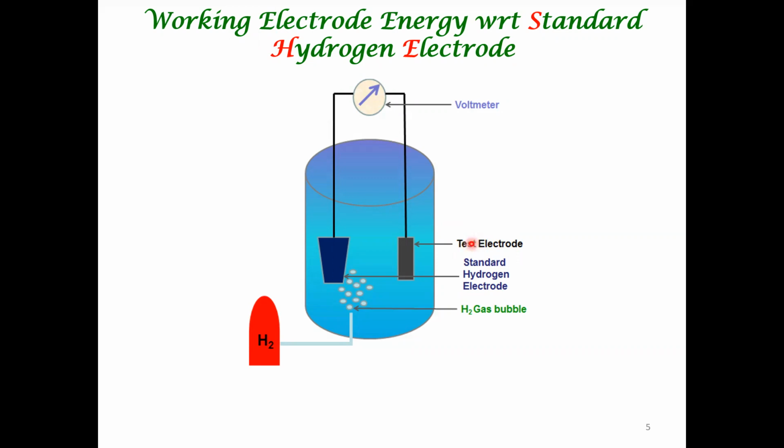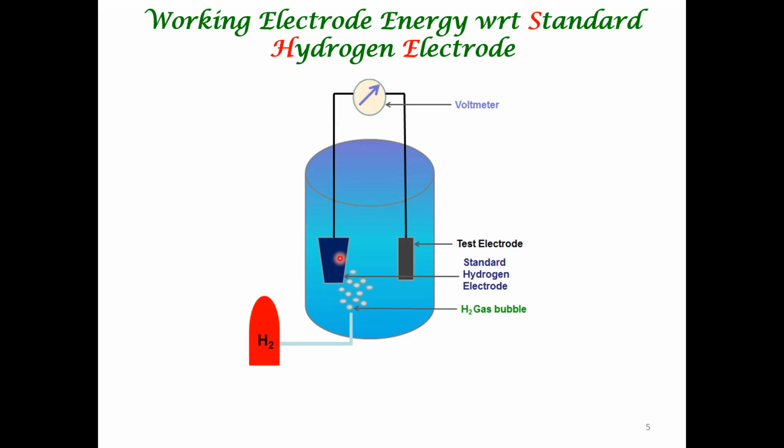So what is the philosophy? We are going to calibrate the relevant electrochemical properties of the test electrode, which will be used as a working electrode, against some standard system. What is the standard system? You will see that the standard system is capable of providing you with a reference energy level of electrons. This standard electrode is called the standard hydrogen electrode.